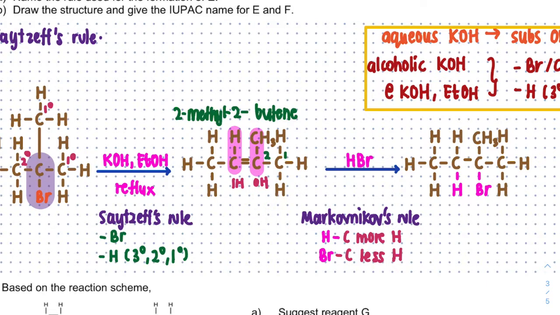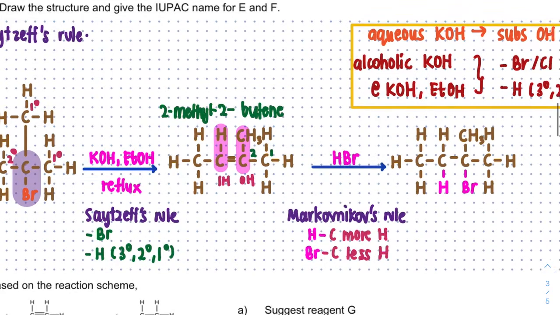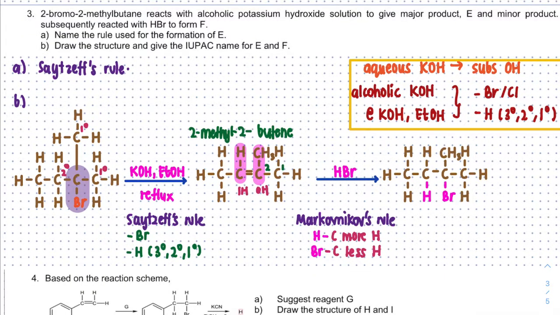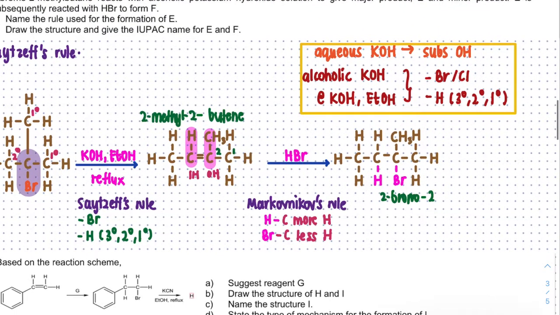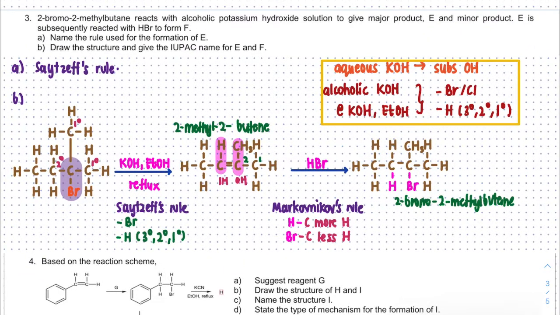Okay, so it means that the hydrogen will be added to this carbon, and the Br will be added to this carbon. So that is the solution. And the name of the structure is the same as this one. The structure is actually 2-bromo-2-methylbutane. This is the same as our first reactant. We see, right? From here it becomes alkene, and then it becomes 2-bromo-2-methylbutane again.